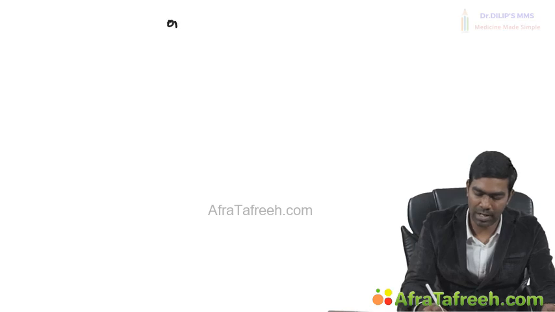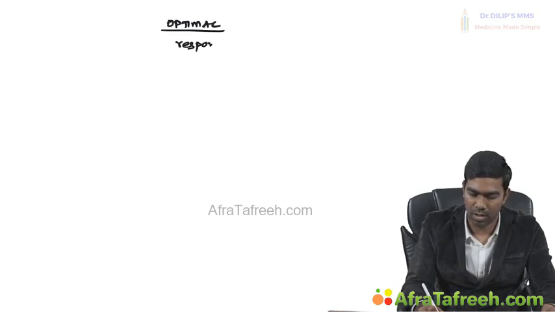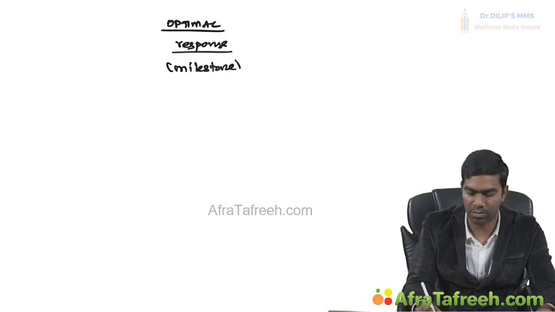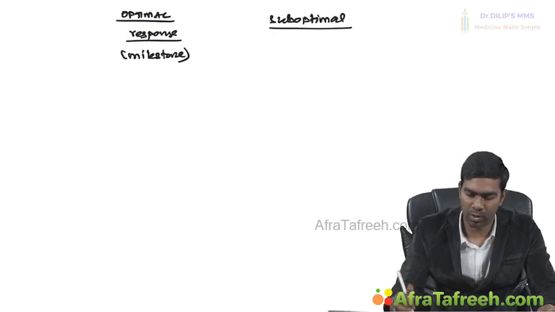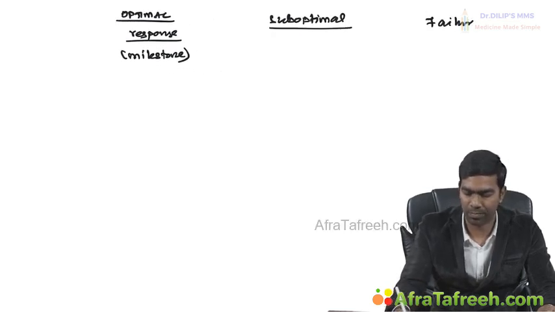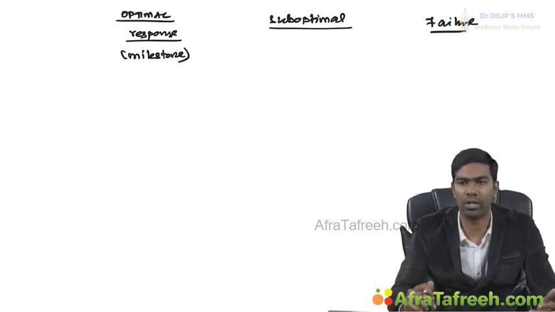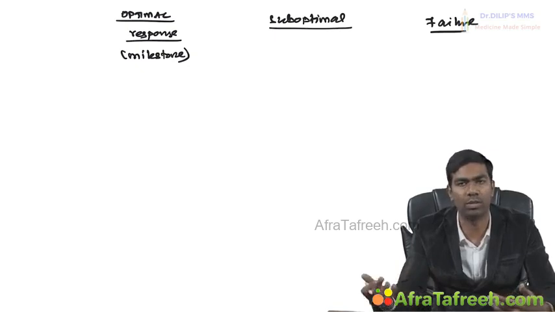And what are the milestones you have to achieve in CML? Which means I can tell you an optimal response, otherwise referred to as an optimal milestone. This is the real milestone you have to achieve. Clear? And second, what you are going to call a suboptimal response, and what you are going to call a failure of therapy, because based on this only you are going to plan further treatment. After you start imatinib or any other TKI, using this you are going to plan further.